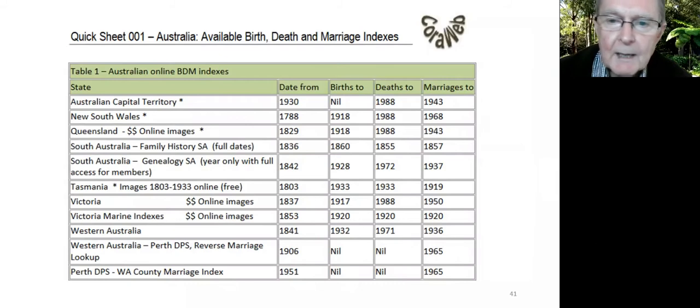Now, I've included a link to this particular site where you can find the various dates during which the births, marriages and deaths indexes are available in the various states and territories.